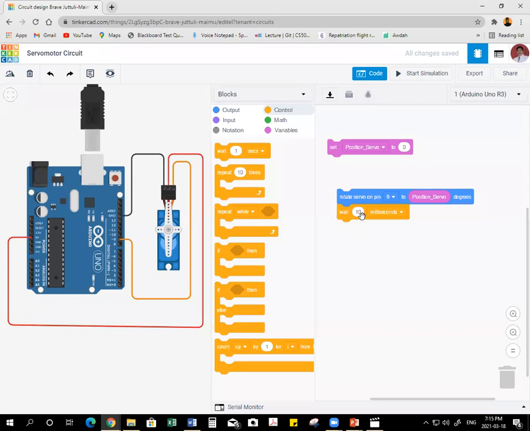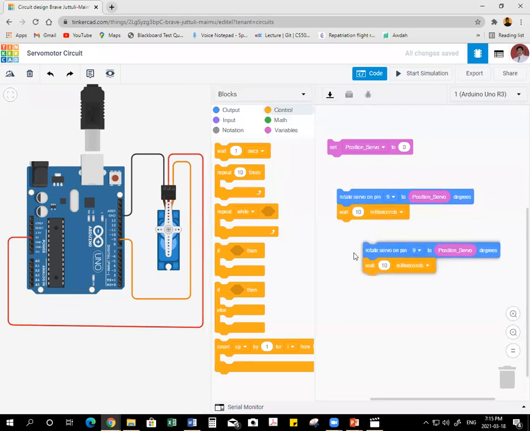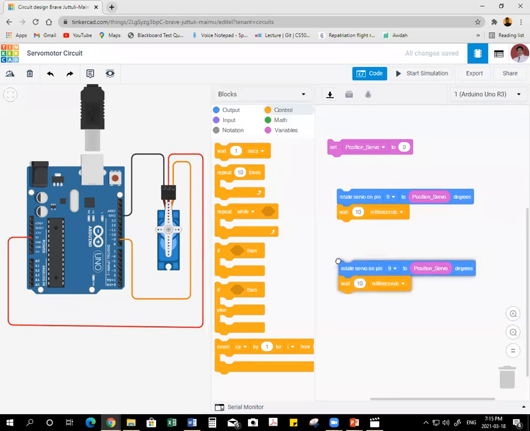Now what we need, we have to duplicate these blocks. So I will keep it here. Now I need to repeat these two. One is from 0 degrees to 180 and from 180 to 0, like what we did in the LED analog output. We are increasing the brightness and decreasing the brightness to 0.